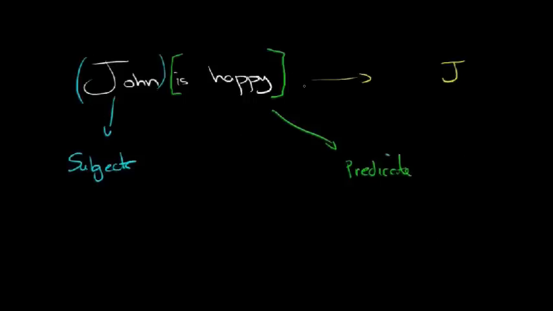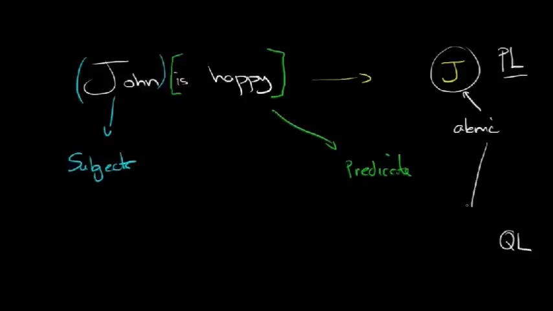English sentences tend to have this kind of format. We have a subject with a predicate being applied to it. In PL, our atomic formulas were things like this, just a single sentence letter. What we're going to create is a new kind of atomic formula in QL, which is going to involve identifying a subject and a predicate in each case, a coupling of a subject and predicate.